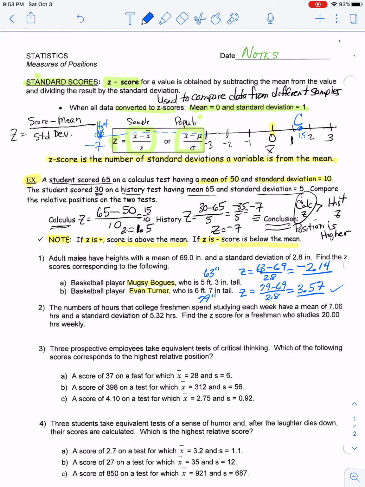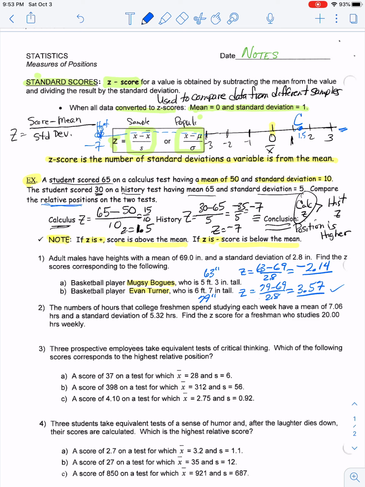Okay. So again, we're just using the z right now to compare two different people or data sets. And we're putting them on a level playing field, the typical number line up here, to compare their relative positions.